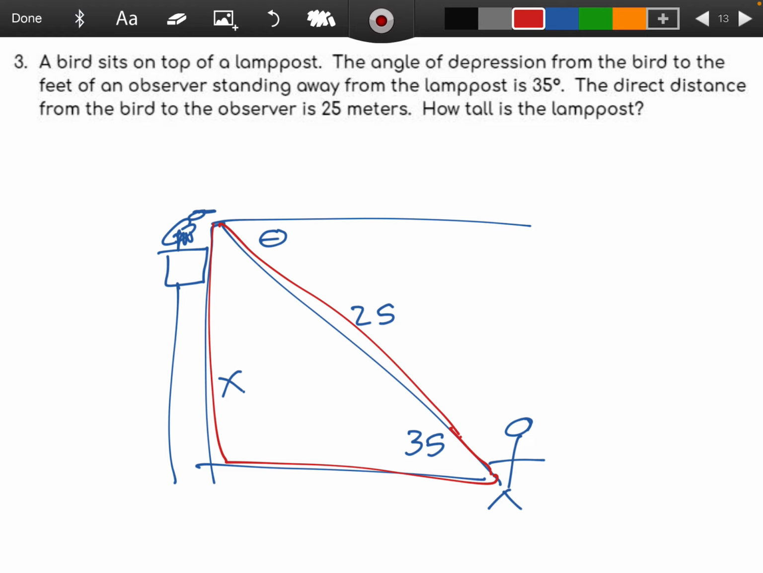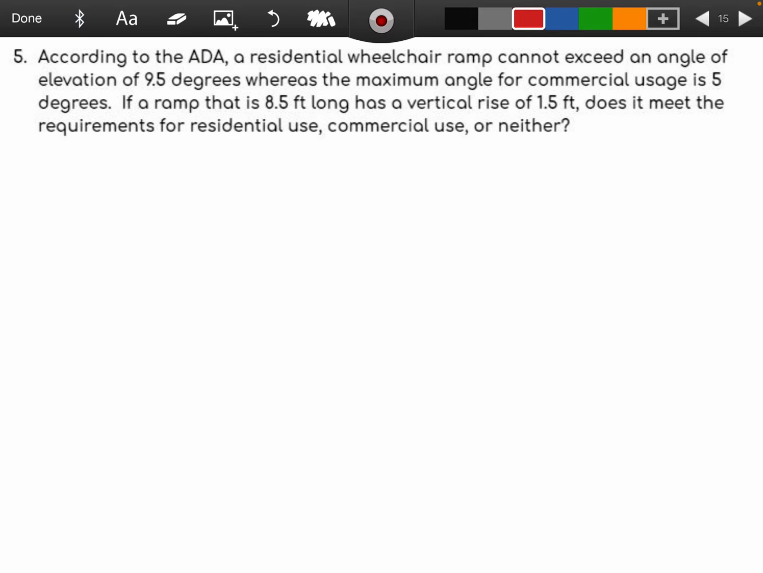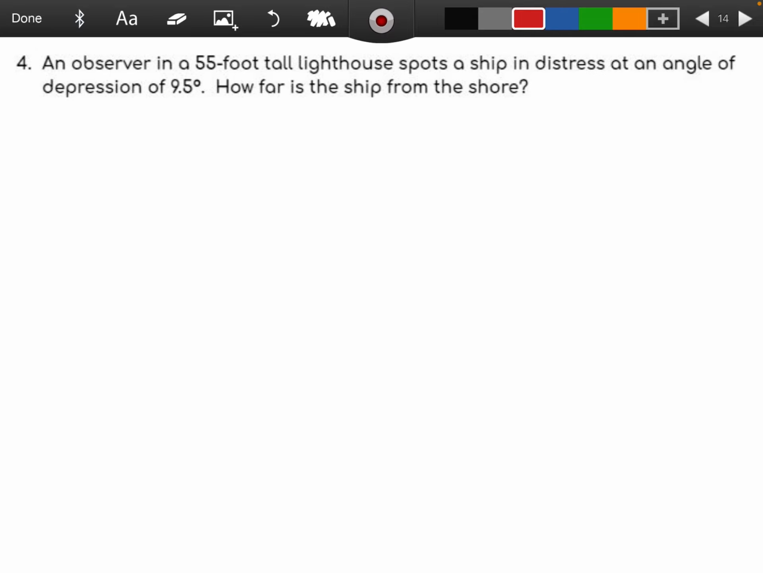Again, we're kind of seeing a pattern, kind of always being sine. Sine x over 25, and we'll multiply because x is on top, so it'll be 25 times that, so we'll get 14.3 meters. Go to the nearest tenth on that one. Okay. All right.